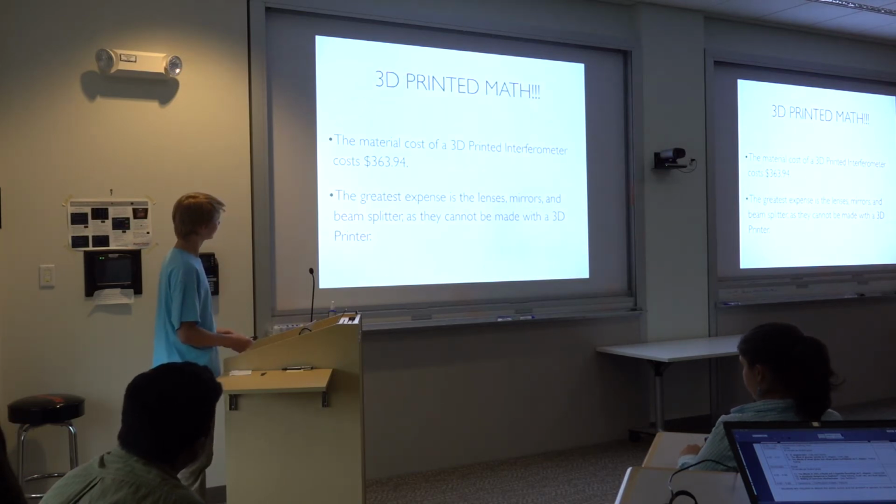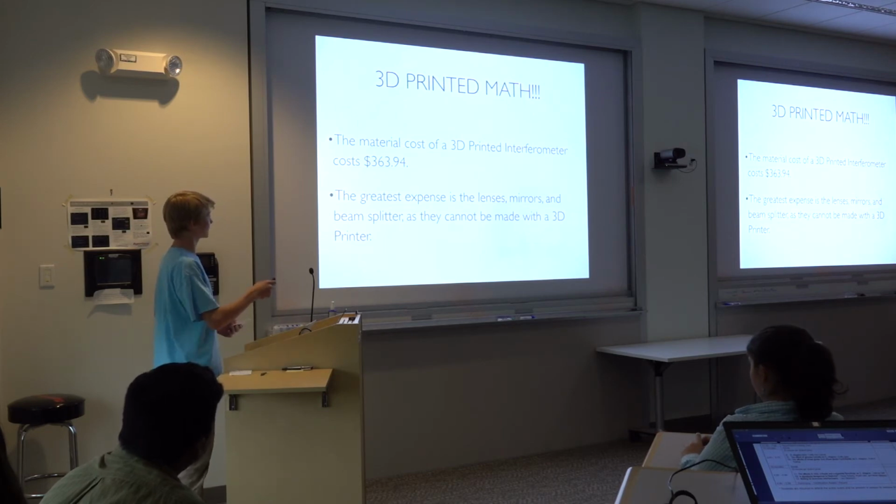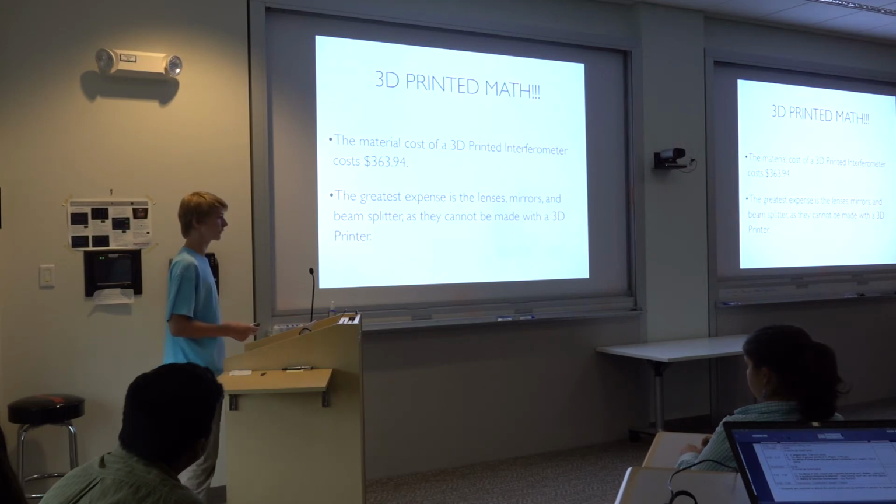So the material cost of printing was about $360, which is a lot better. The biggest expense for that was the lenses and mirrors and beam splitter because they cost a lot of money, and we couldn't print them with the 3D printer. And it was under $5 to make every other part for the interferometer, so it was a lot more convenient.